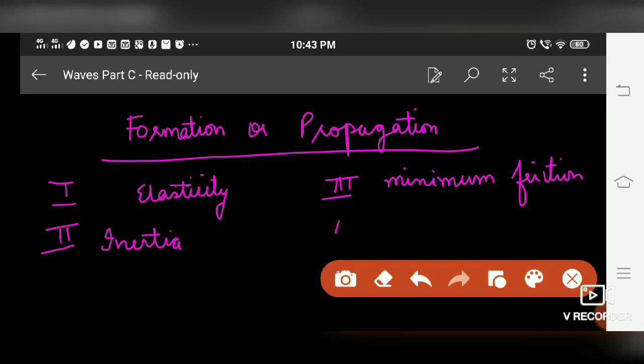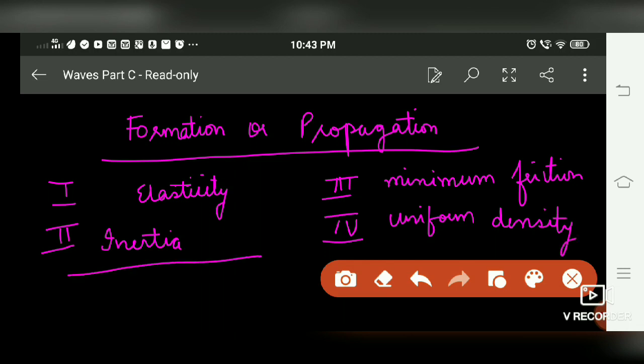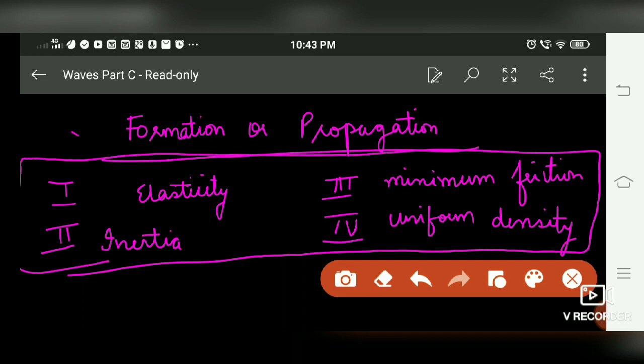And fourth is uniform density of the medium. As we know, a transverse wave is a mechanical wave, and mechanical waves require a medium for their propagation. So the medium must have uniform density so the wave can propagate properly through it. These 4 properties are essential for a medium so that the formation and propagation of the transverse wave can occur through it.